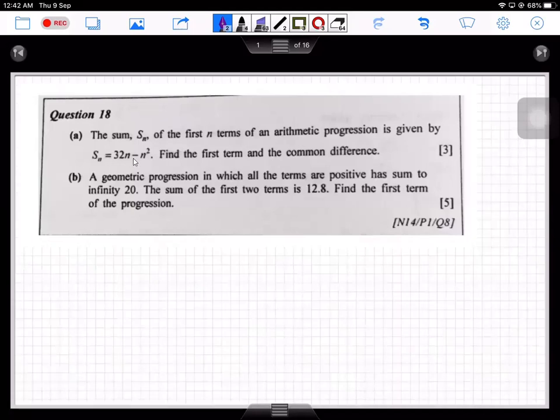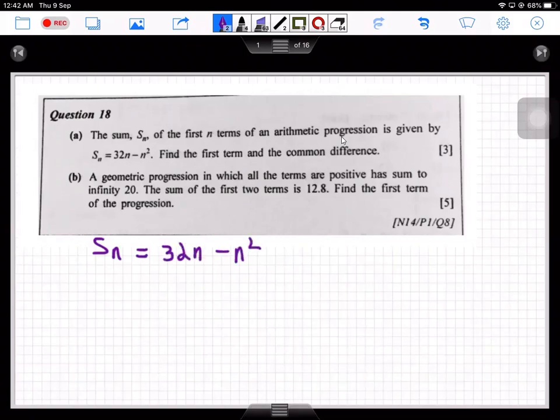First of all, we have question number 18. Part A is saying that the sum Sn of the first n terms of an arithmetic progression is given by Sn equals 32n minus n squared. Find the first term and the common difference. So the expression for the sum of the first n terms of this arithmetic progression is 32n minus n squared.